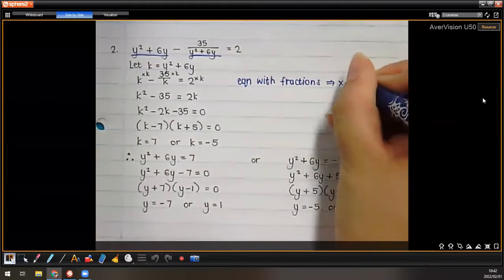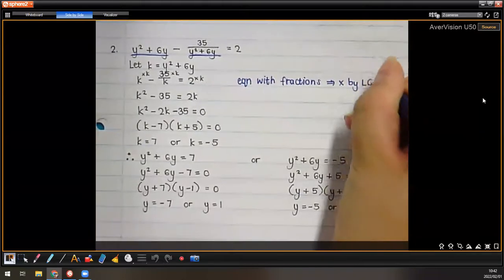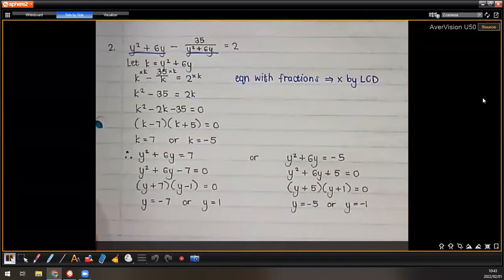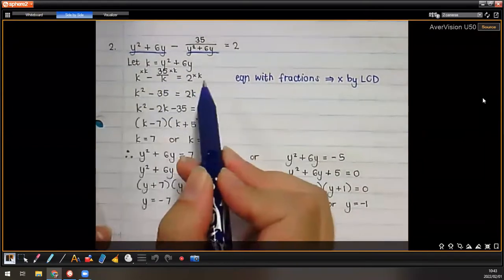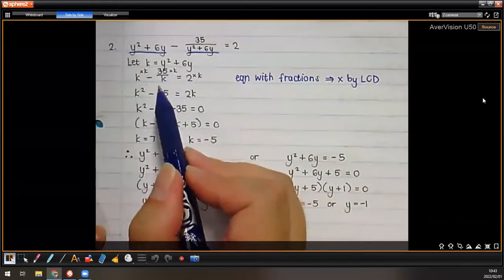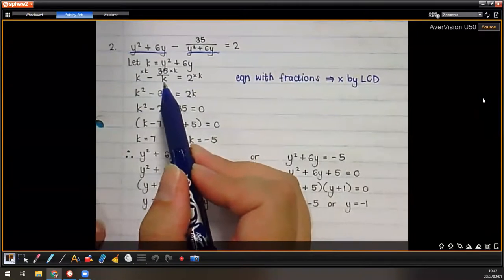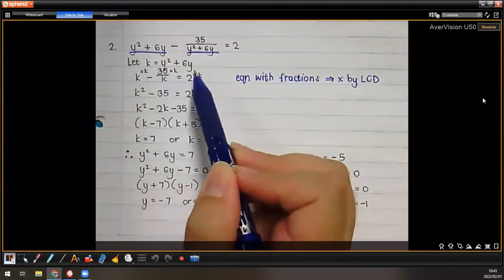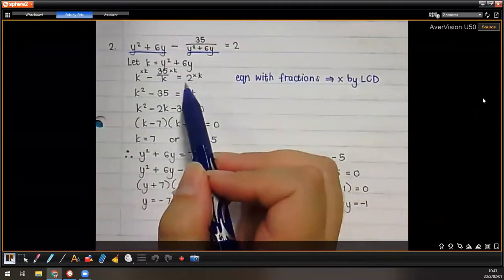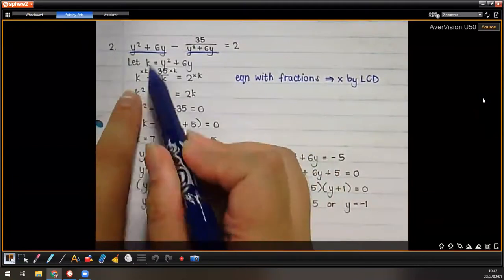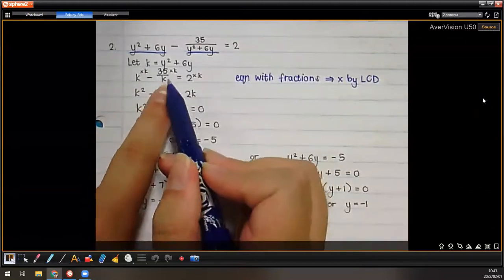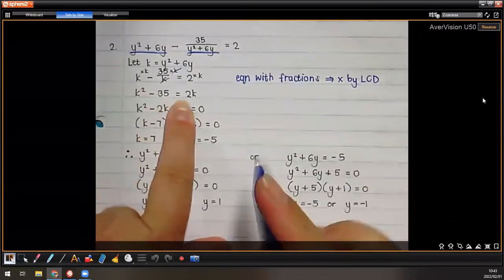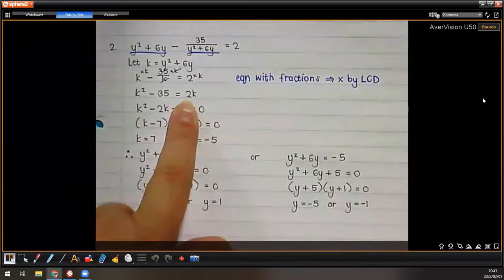Then we have to times by the LCD. Right now, since there's only one denominator, there's only one fraction, and that denominator is k, that means that the LCD is k. So you can see that I multiplied every term by k. Alright, we just practiced before. So k times k is going to be k squared. Here, the k at the top and the k at the bottom are going to cancel out. And that is going to be 2 times k, which is 2k.